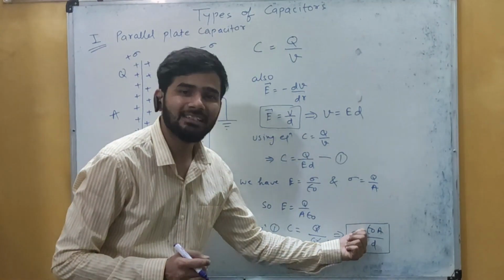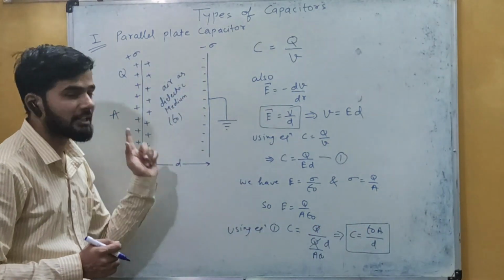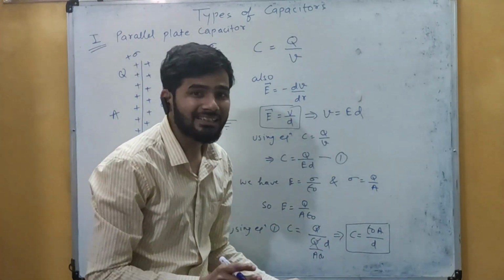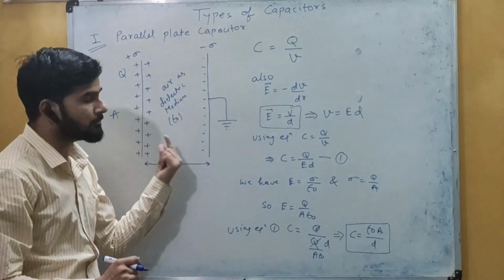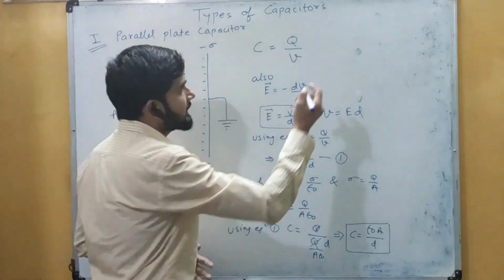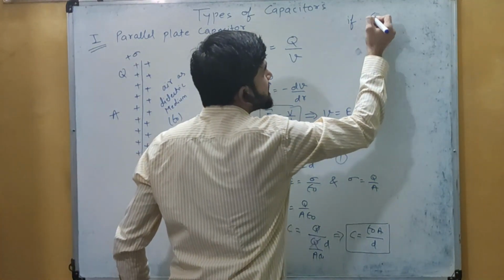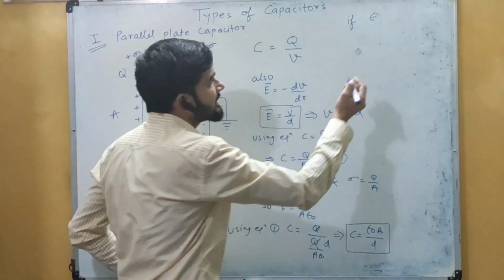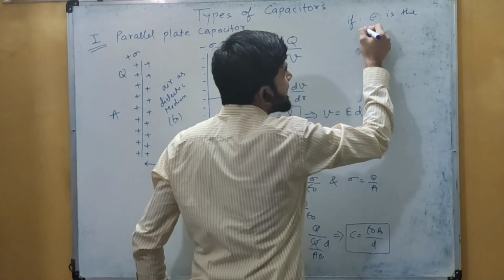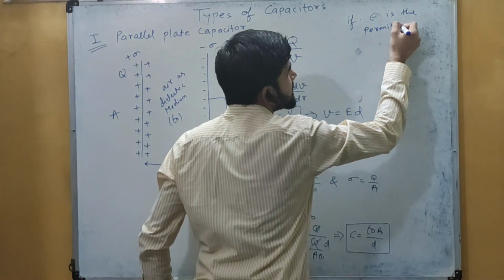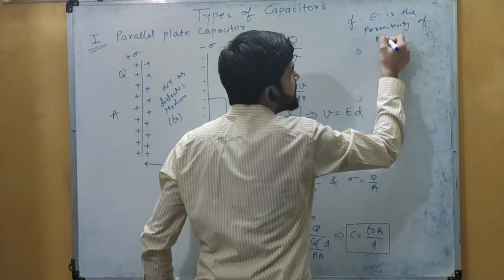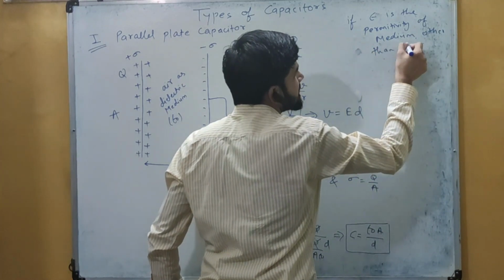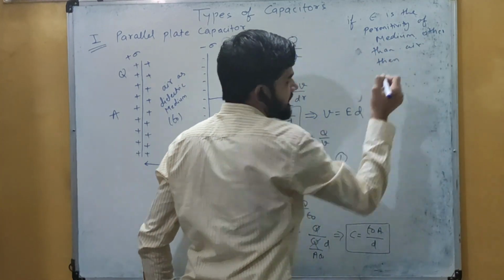Second thing is the permittivity. You can see this is epsilon naught. Epsilon naught is the permittivity of the free space which is between the two plates. अब यहीं पर if we consider that the medium between the two plates is different, so if epsilon is the permittivity of the medium which is between the two plates, the permittivity of medium other than air. Then what I can write?